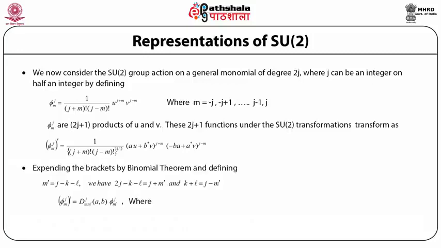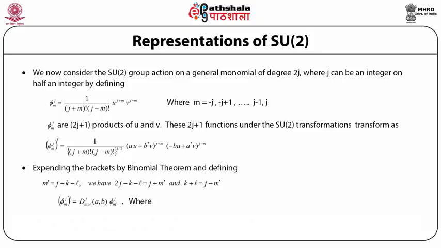Now we can expand the brackets by the binomial theorem and we define new indices: m prime is equal to j minus k minus l, and then we have 2j minus k minus l is equal to j plus m prime, and k plus l is equal to j minus m prime.